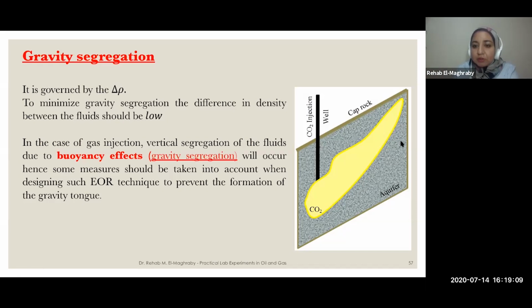So the CO2 will float, and gravity segregation, a gravity tongue, will occur. I'm sorry, not viscous fingering, but gravity segregation. This is why the water alternating gas technique is used to overcome it, because the water is heavier than the gas, so it can to some extent lower the gravity segregation of the gas.